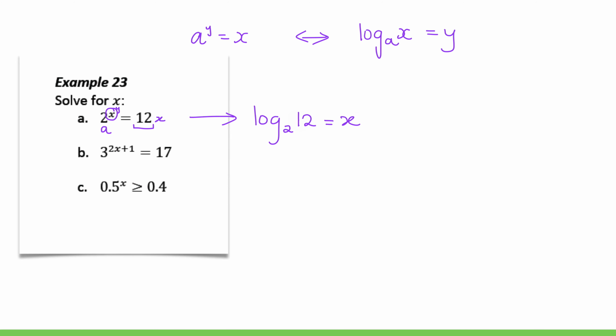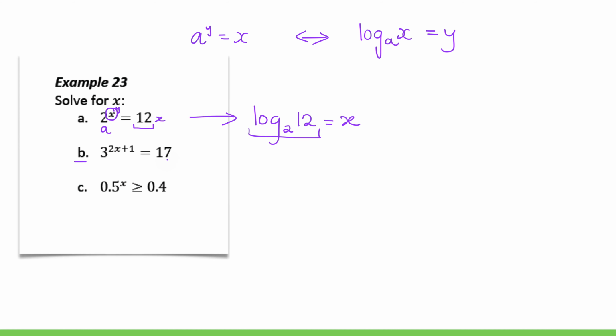Now log 2 of 12 is actually a number, so we can't know what it is just by thinking about it or trying to calculate it in our head. You'd actually need to use a calculator, but when an exam or test asks you to solve this using exact values, you just leave your answer as log 2 12 because that is an actual number.